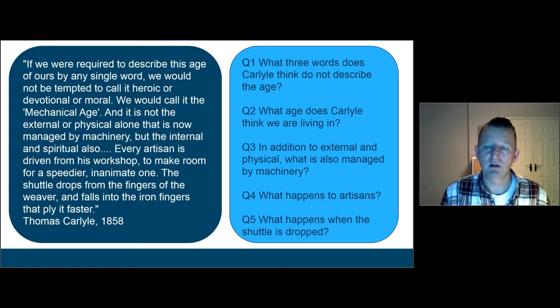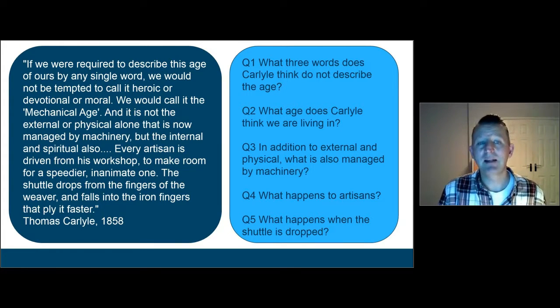What three words does Carlyle think do not describe the age? Answer, heroic, devotional or moral. And I'm going to suggest that although those are English words, many children age 11 or 12 could tell you the answer is heroic, devotional or moral, but wouldn't really understand what Carlyle meant by that. So they're able to reprocess information on a page to pass a straightforward comprehension test, but there is no comprehension necessarily being secured through this kind of activity.